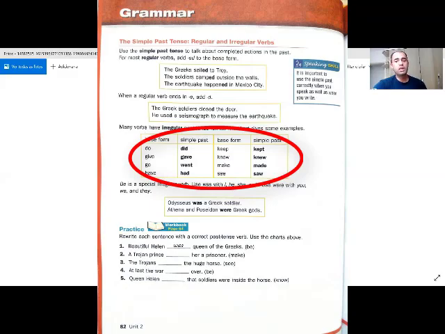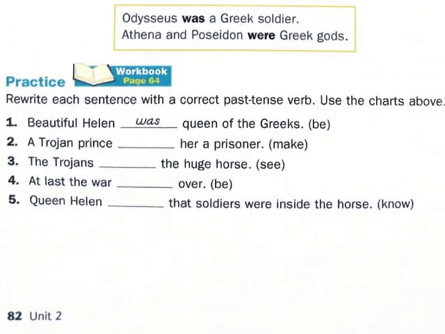This next activity you can do at home. You can take a picture and send me through Clip Scholar. I will be waiting for your activities. Practice. Rewrite each sentence with a correct past tense verb. Use the charts above. We have the verbs. Very easy.